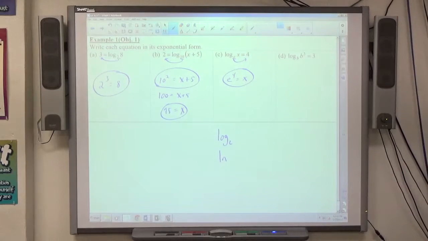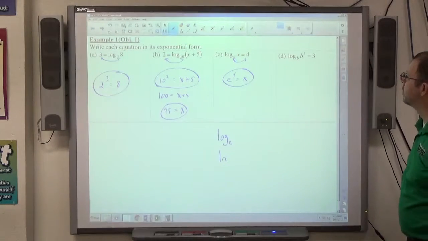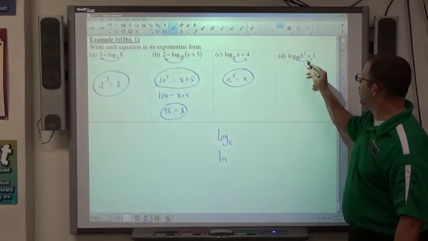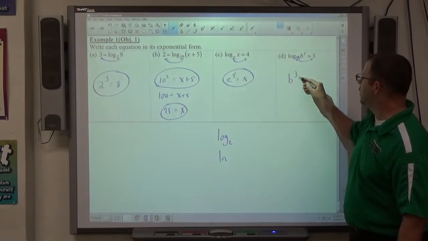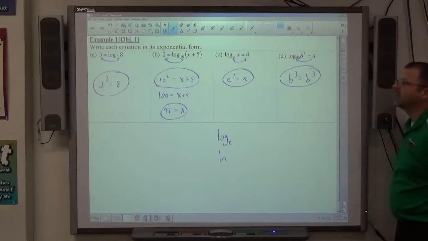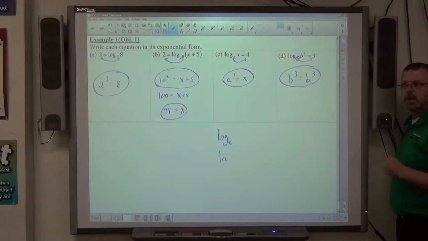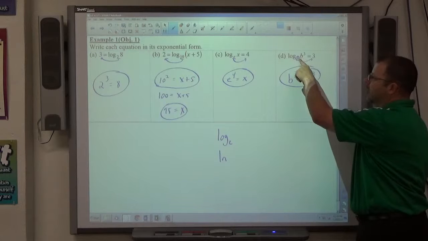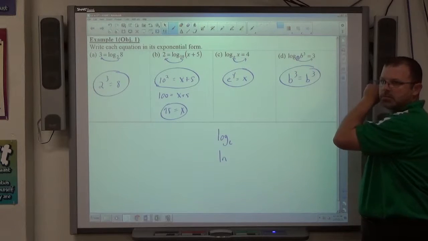And finally, log of b cubed base b equals 3. The base is b, the power is 3, and the argument is b cubed. So b cubed equals b cubed. Well, which it does, right? This is actually one of our logarithmic properties we're going to be looking at in a moment. If the argument and the base of the log are equal to each other, the power is the answer.